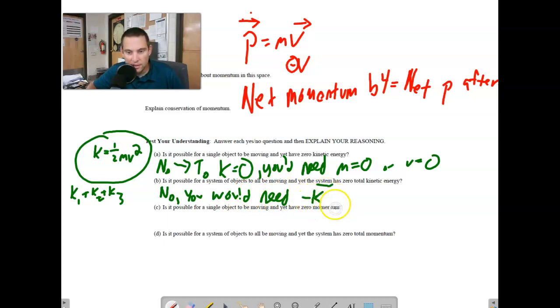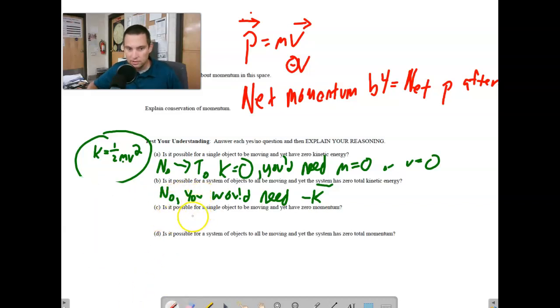And remember, negative kinetic energy would mean that you have a negative mass, because v is squared, so it is always going to be positive. And we're not going to ever have a negative mass. We can't. So what I mean by you would need a negative K, let's say K2, is K minus K2 equals 0. You would need a situation like that, and we can't have that. No negative kinetic energies.